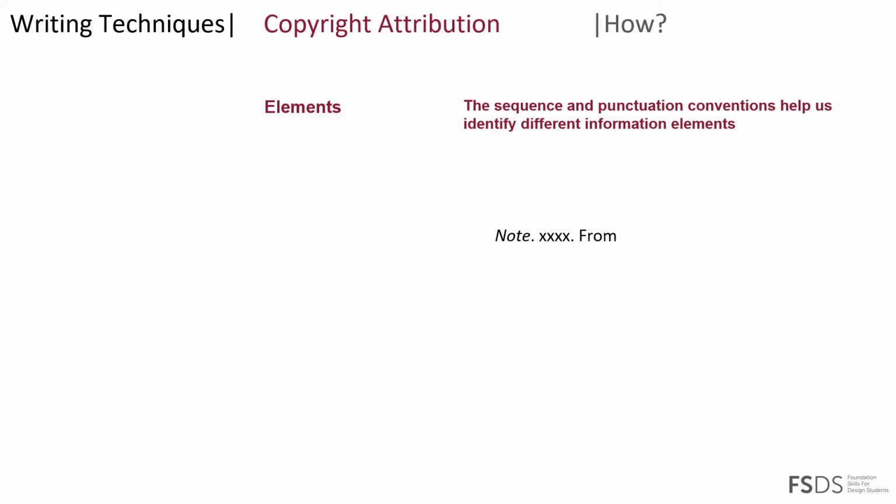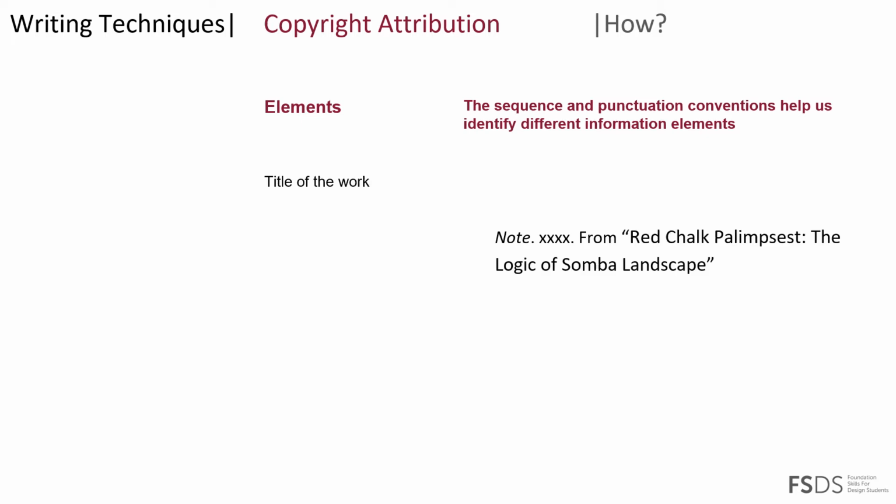How does this come together? The copyright attribution begins with "from," indicating that no modifications were made to the image reproduced here. If the image has been modified, we would have used "adapted from" instead. Right after "from," we have the title of the journal article, "Red chalk palimpsest: the logic of Samba landscape," in quotes followed by a comma.